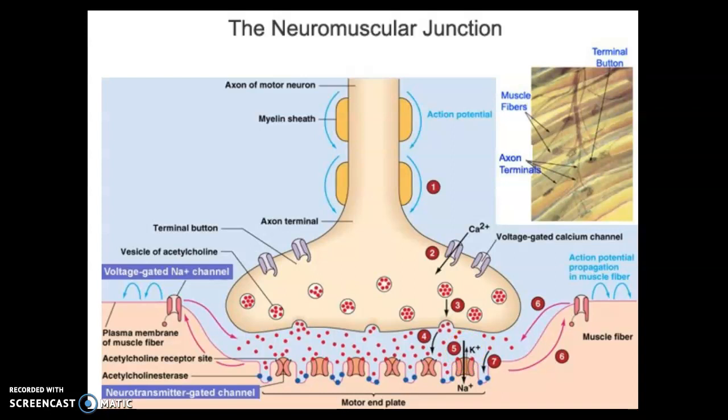And when sodium rushes into the cell, it causes a disruption. Under normal circumstances, the cell is negative on the inside and positive on the outside in terms of electricity, and we call that polarized. But with the sodium rushing into the cell, the inside is becoming increasingly more positive, or depolarized.